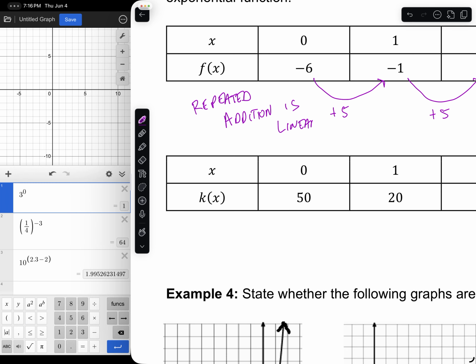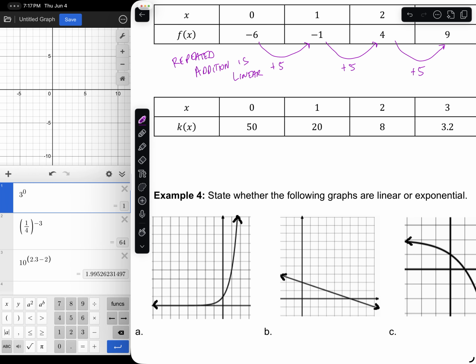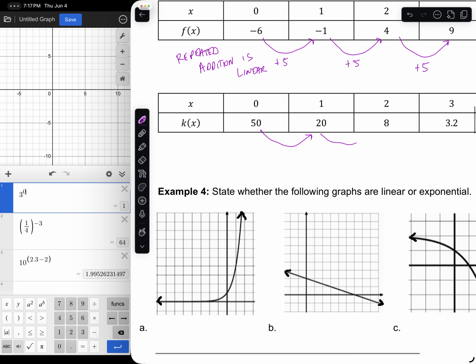All right, that table's linear. Let's look at this table. To go from 50 to 20, it looks like I subtract 30. That's the same thing as addition, right? But then I don't subtract 30 again, so it's not repeated addition or repeated subtraction. So it's not linear.